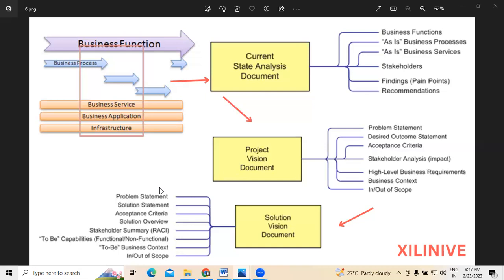Apart from acceptance criteria, the next is stakeholder analysis, where we need to build a RACI matrix. Using the RACI matrix, stakeholder analysis will be done. Followed by this, whatever high-level business requirements the customer has, that information is updated here. Apart from that, the business context from the end user perspective, followed by in and out of scope of the project.